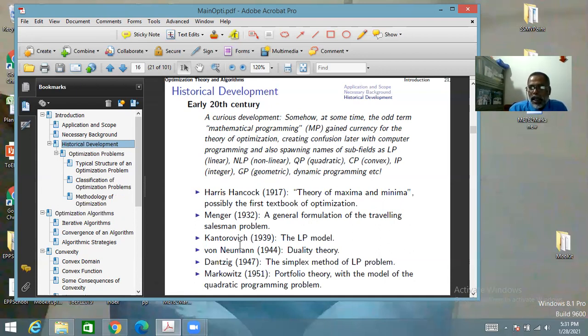Kantorovich gave a linear programming model in 1939, and von Neumann, just after that, presented the duality theory, which turned out to be immensely useful. And Dantzig developed the simplex method of linear programming problem. These developments we are going to study. Markowitz developed a famous portfolio theory, which actually contained the model of the quadratic optimization problem.